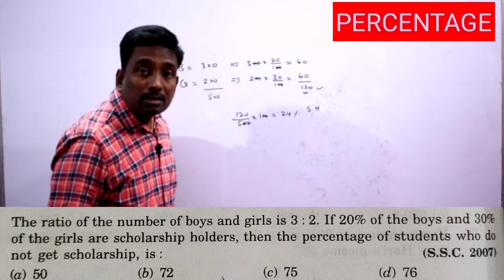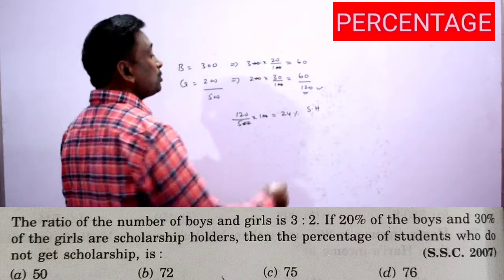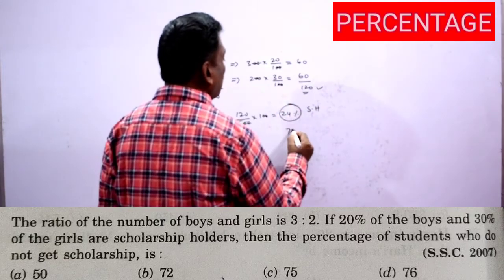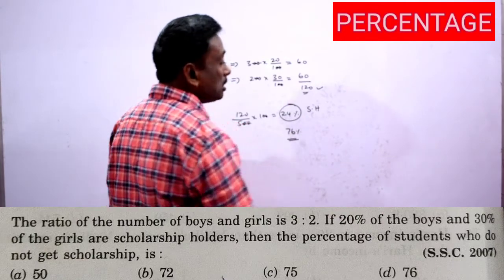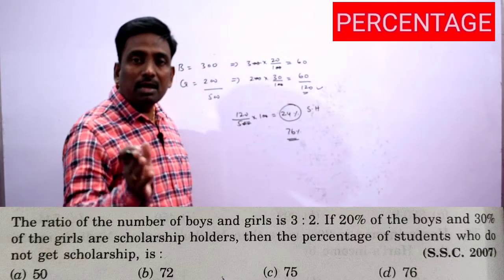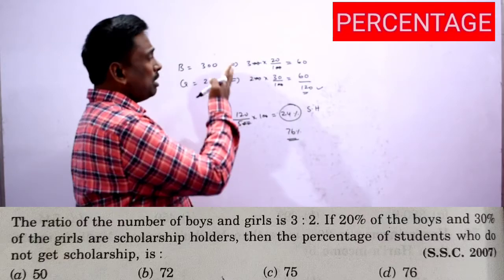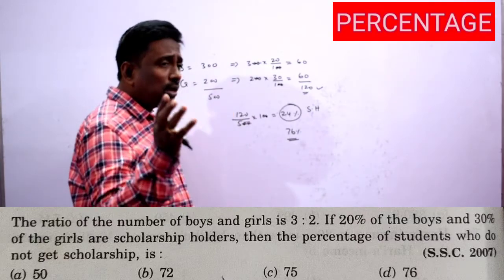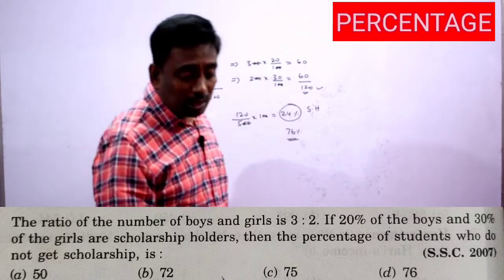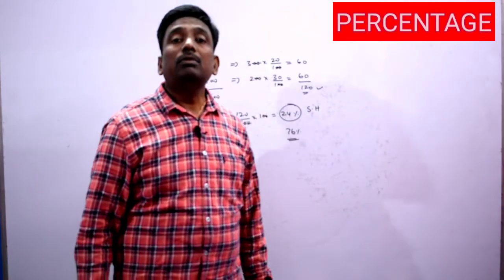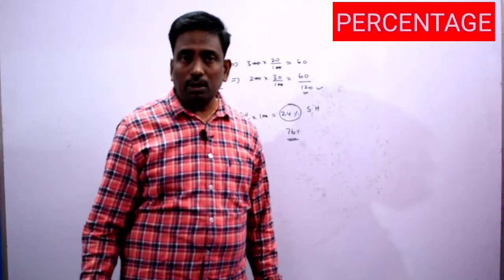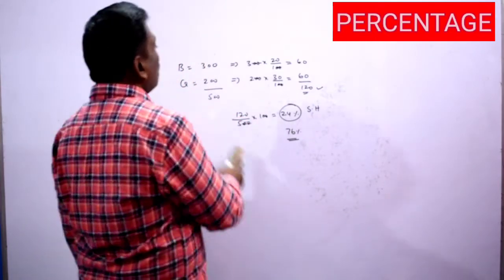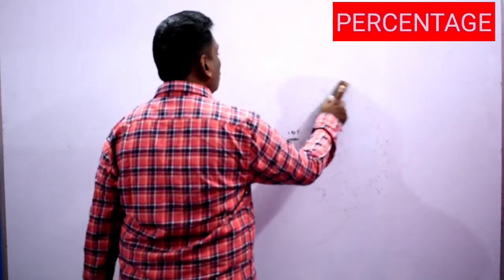24 percentage of students are scholarship holders. If you subtract this from 100, the remaining 76 percentage of the students are not the scholarship holders. It does not take more time. If you know the logic, you can solve it within 30 to 40 seconds only. Right? Now try to solve one more question.